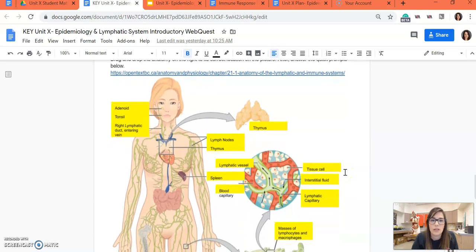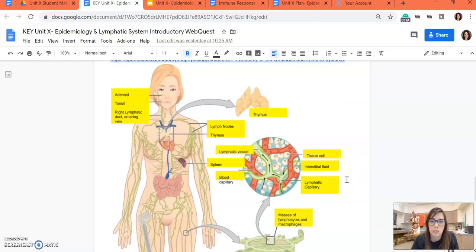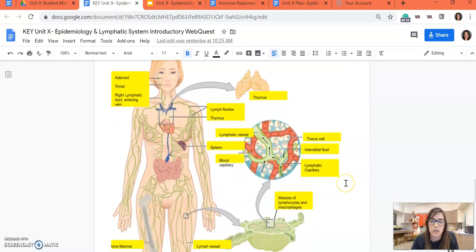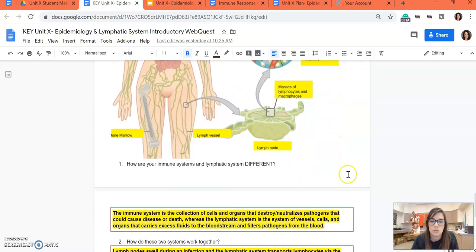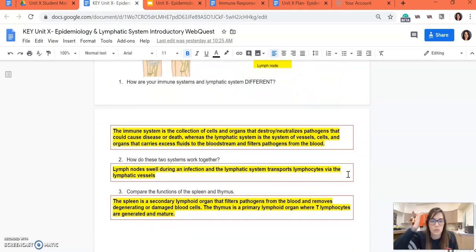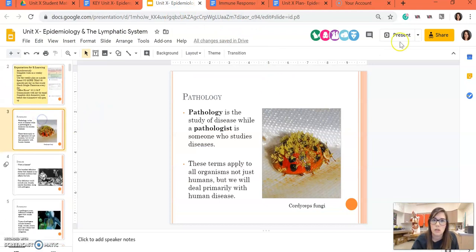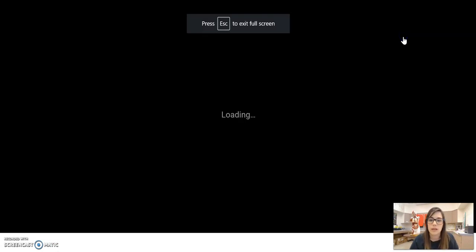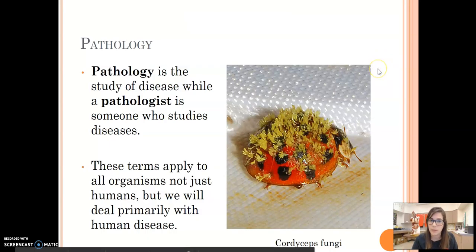Right, and then here are the answers for the lymphatic system diagram. Again, if you want to pause here and check your answers, I'm going to scroll down. And then these last 3 questions, here are the answers to those. Again, if you want to pause and check your answers. All right, I'm going to jump back over to the Google Slides for this unit and talk a little bit more about these types of pathogens.